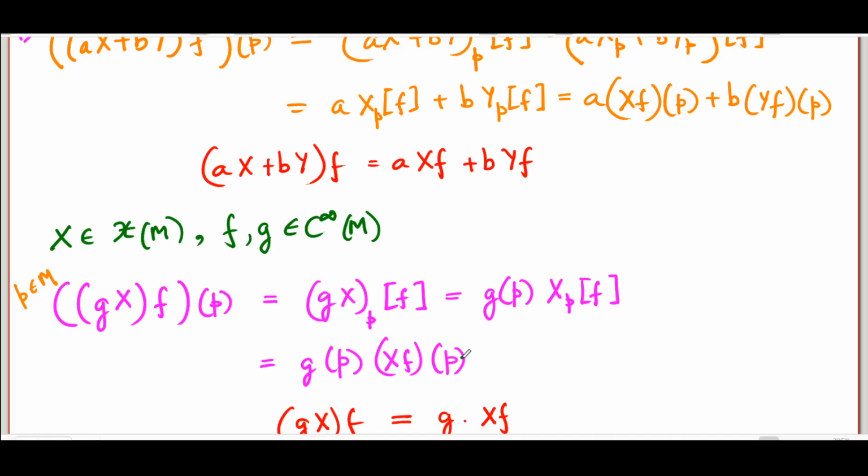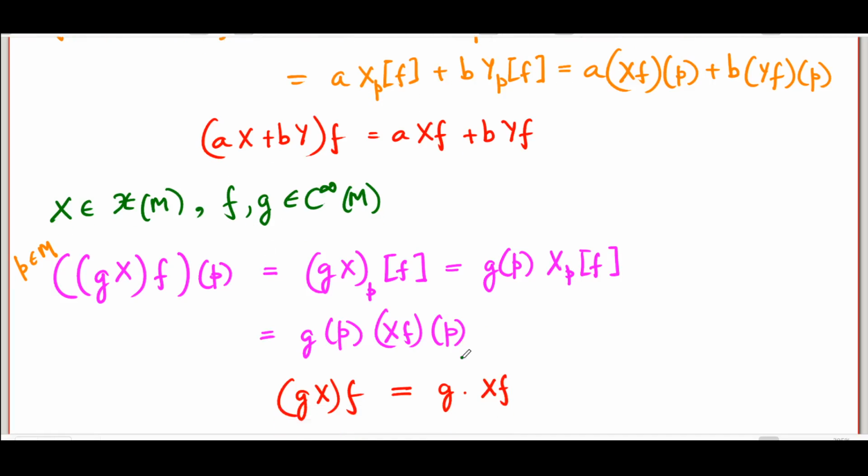And once again, because this is true for all p belonging to at least the domain of X, if not all of the manifold, we see that gX acting on f is nothing but g times Xf. So these two very natural properties follow from the basic definition.